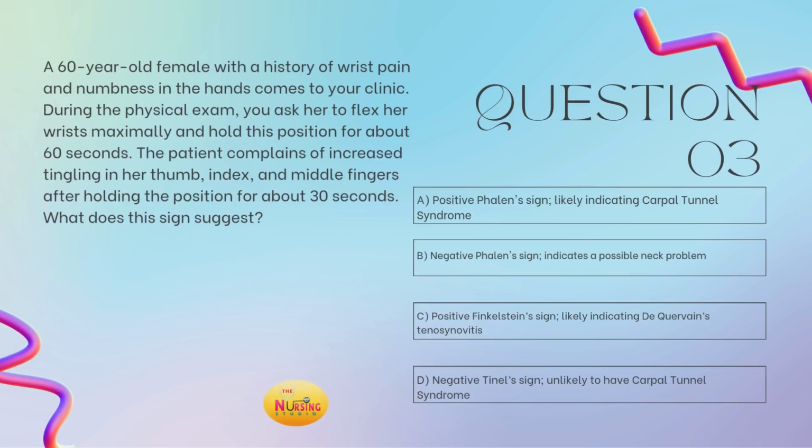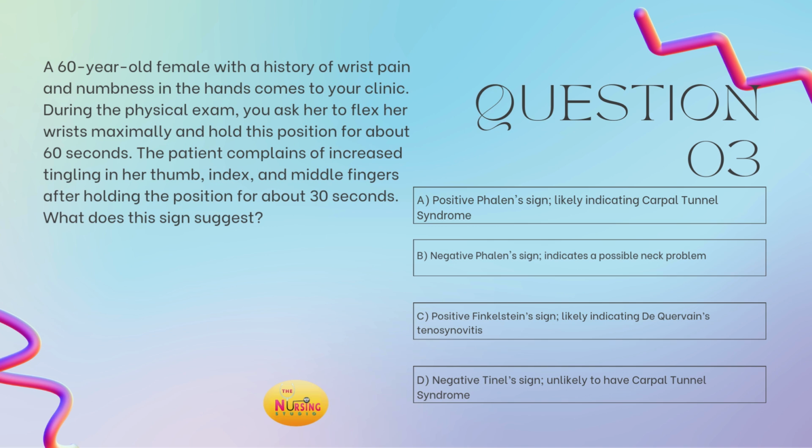And lastly, question number three: a 60-year-old female with a history of wrist pain and numbness in the hands comes to your clinic. During the physical exam, you ask her to flex her wrist maximally and hold the position for about 60 seconds. The patient complains of increased tingling in her thumb, index finger, and middle fingers after holding this position for about 30 seconds. So, what does this sign suggest? Is it A, a positive Phelan sign, likely indicating carpal tunnel? B, a negative Phelan sign, indicating a possible neck problem? C, a positive Finkelstein test, likely indicating De Quervain's tenosynovitis? Or D, a negative Tinel sign, unlikely to have carpal tunnel syndrome? Take a moment and tell me what you got in the comments, y'all.